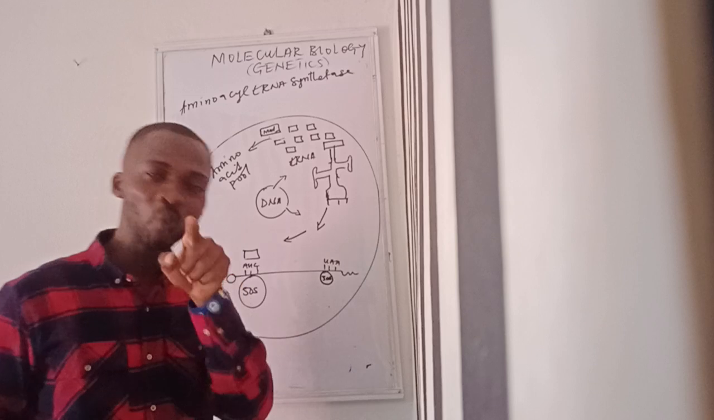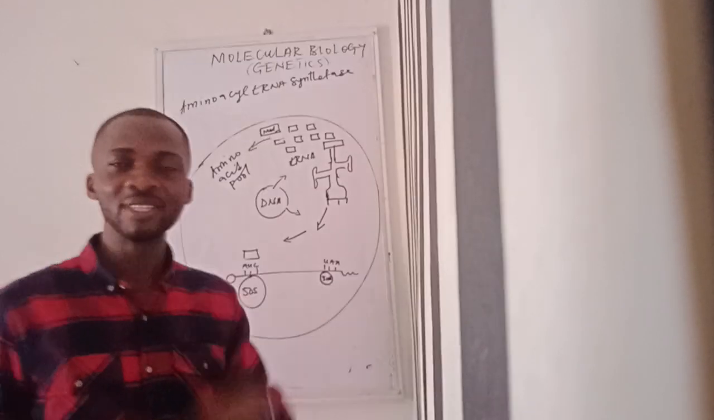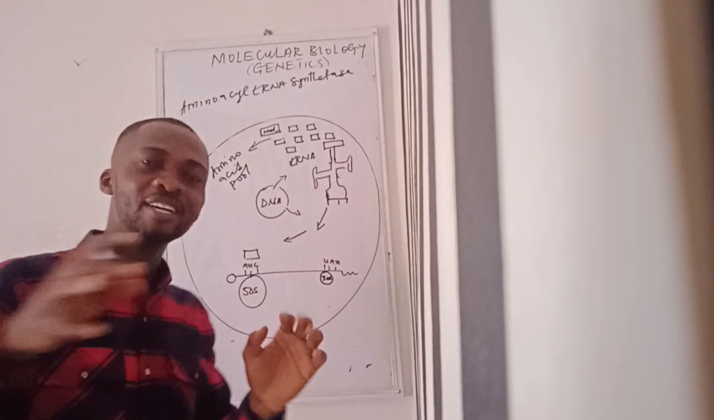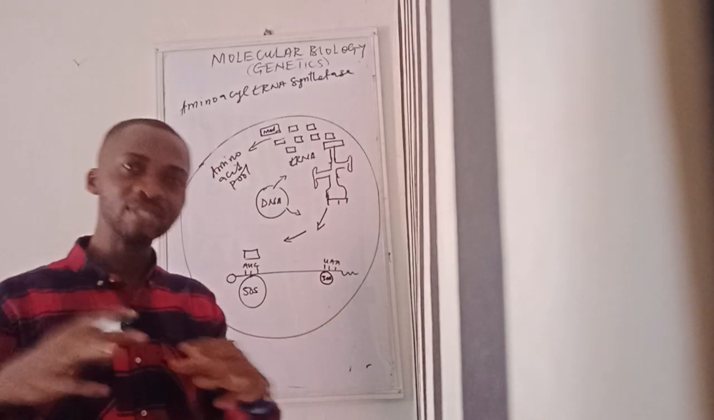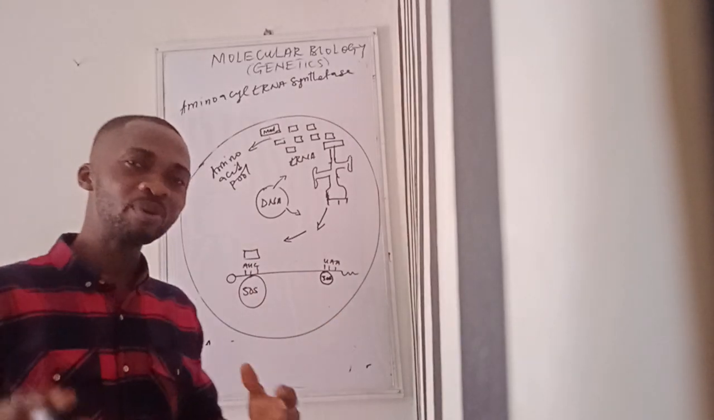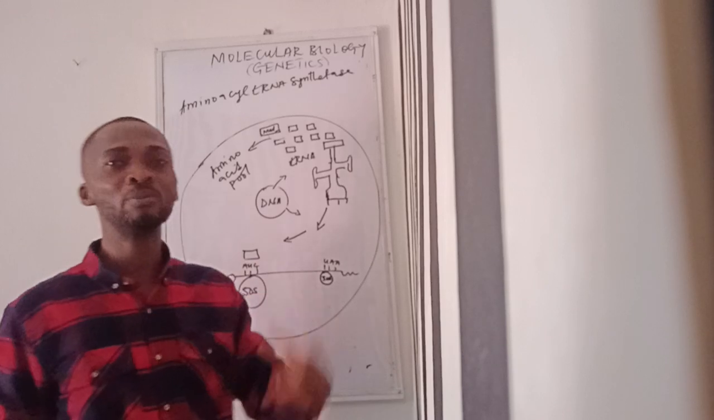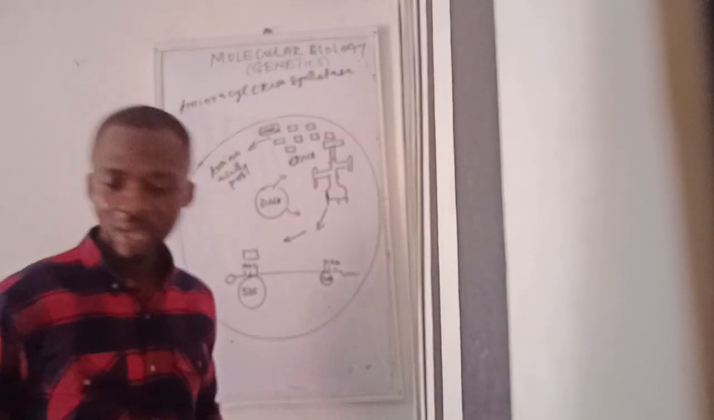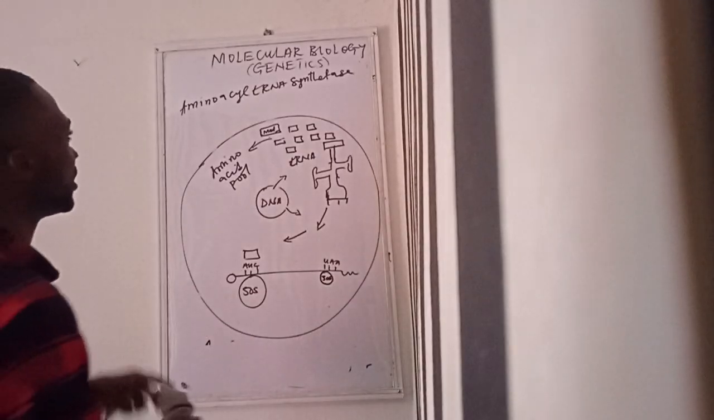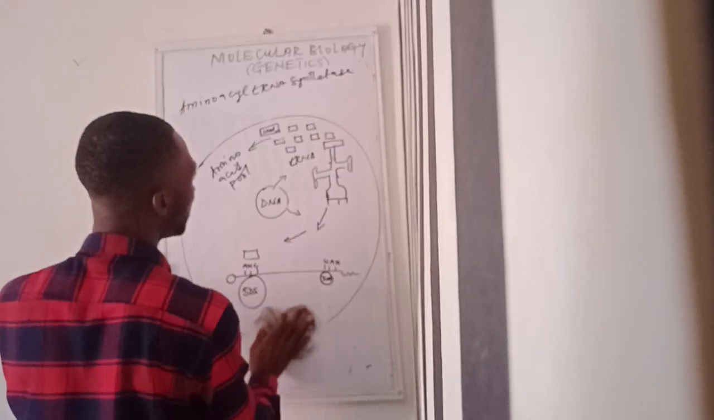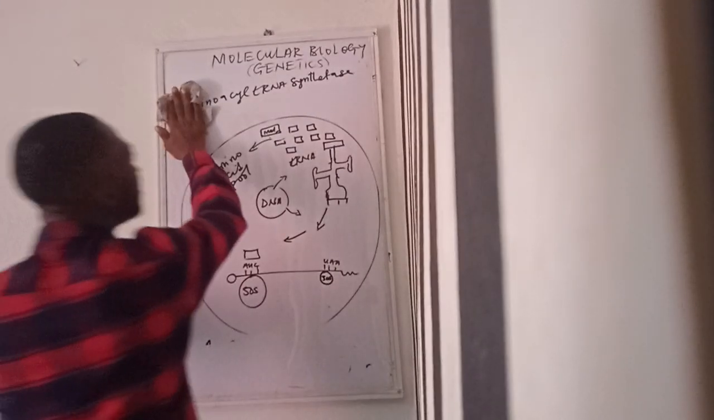Remember that when a cell is not synthesizing protein, the subunits of the ribosome are dissociated. But during protein synthesis, they come together to form 70S ribosomes. I'm done describing the initiation. Of course, I forgot to say this, so let me say it here now.